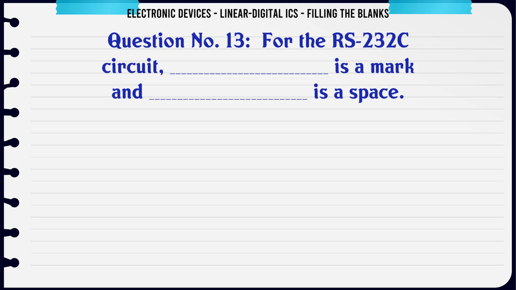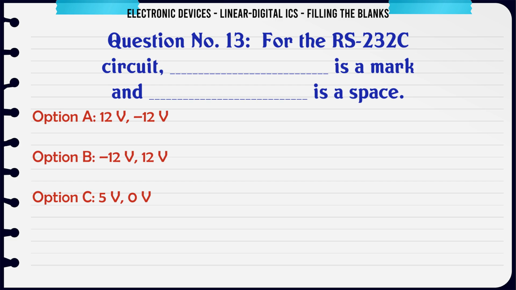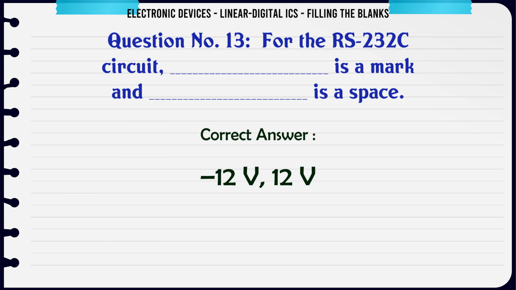For the RS-232C circuit, ___ is a mark and ___ is a space. A, 12V, 12V; B, 12V, 12V; C, 5V, 0V; D, 5V, 0V. The correct answer is 12V, 12V.